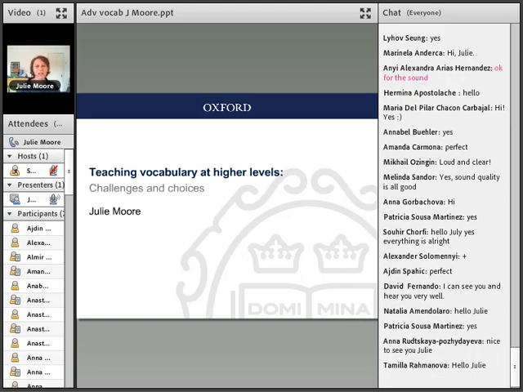As Sean said, my main interest is in vocabulary. I love words. And today I'm going to be talking particularly about teaching vocabulary at higher levels. Now, by this, I mean post-intermediate, so upper intermediate and advanced students. So in CEFR terms, probably B2 plus is what I'm going to be talking about today.